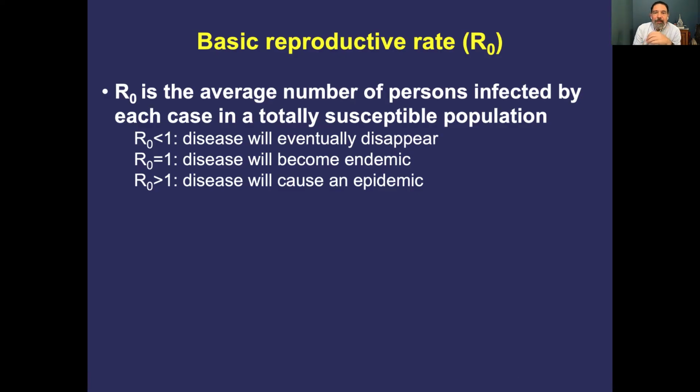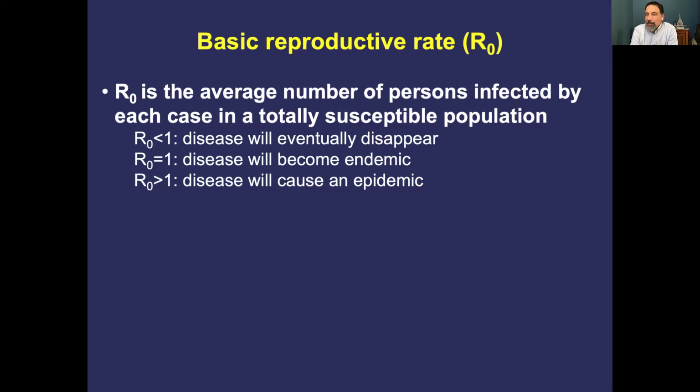There's something very intuitive about the basic reproductive rate, which is that by definition, if R naught is less than 1 for an infectious agent, it will eventually disappear when introduced to a totally susceptible population where no one's immune. If R naught is exactly equal to 1, then that means each case essentially replaces itself on average. And so in that situation, transmission will be stable and the infection or disease will become endemic. If, however, R naught is greater than 1, then each case replaces itself and then some. And in these situations, the infection or disease will grow and cause an epidemic.